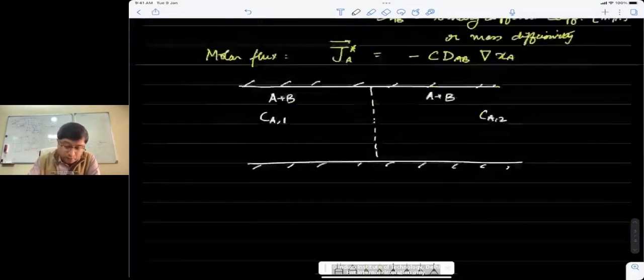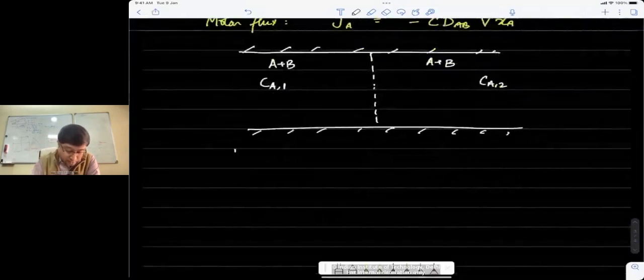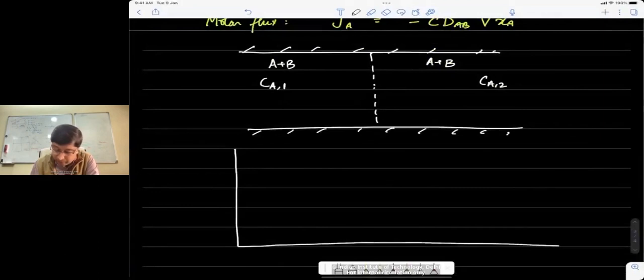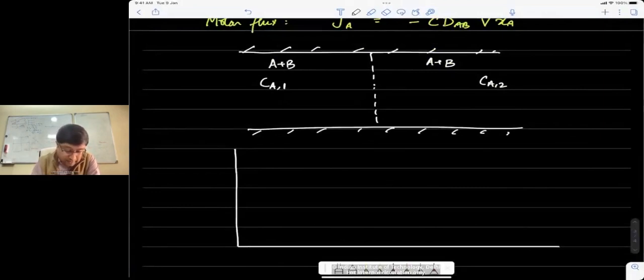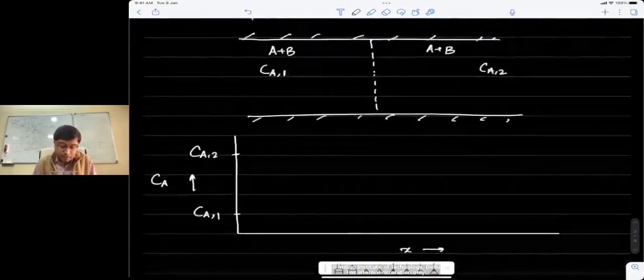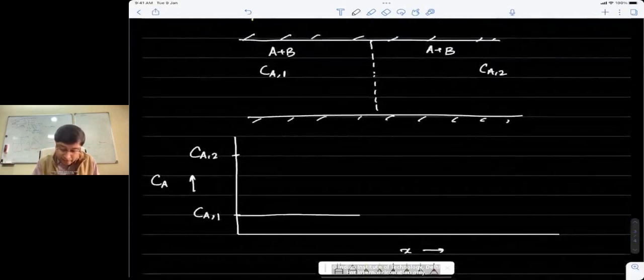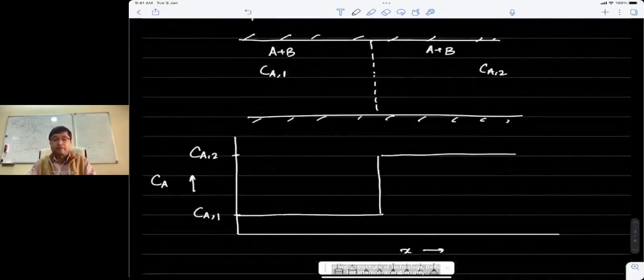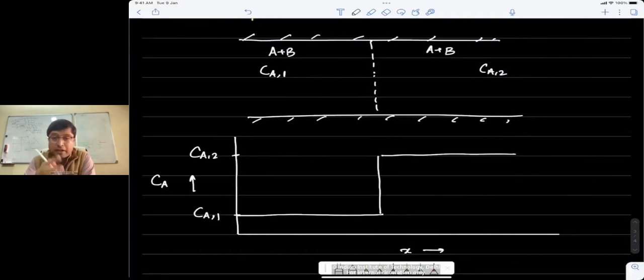Okay, so we can also plot something like this. So let's just start the plot as well to explain what is going to happen. So say we have, I think the simplest would be to take Ca1. Yeah, that would make more sense. So Ca1 is, let's say, less than Ca2. So I'm going to plot concentration on the y-axis and the position on the x-axis. So say initially we had a distribution of this type. This was the concentration of A, and this is a soft partition which is separating these two mixtures.